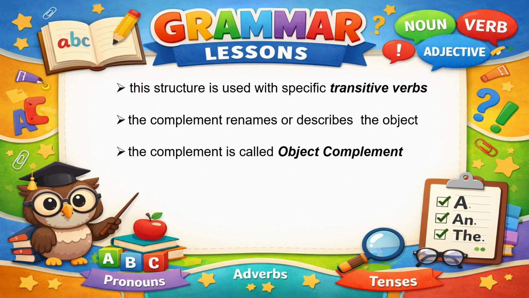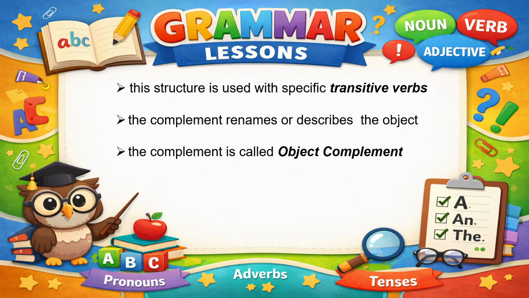These are some facts we have to keep in our mind while using these verbs or this structure, that you cannot make this structure with all the transitive verbs. There is a specific group of them which are made or written in this way. The complement which is used in this construction renames or describes the object. Therefore, it is called the object complement.